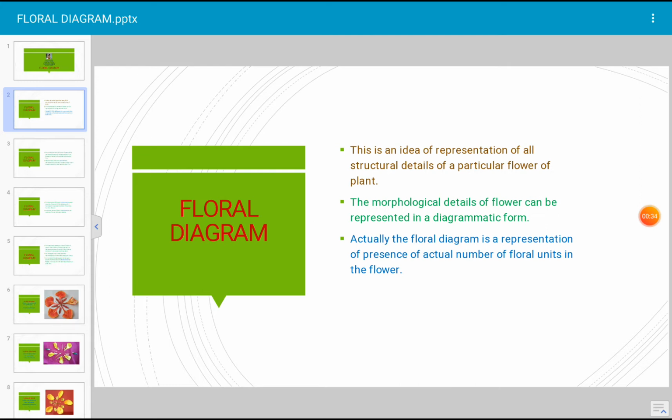The morphological details of a flower can be represented in diagrammatic form, and actually the floral diagram represents the actual number of the floral units such as calyx, corolla, androecium, gynoecium, like this. Okay, next slide.